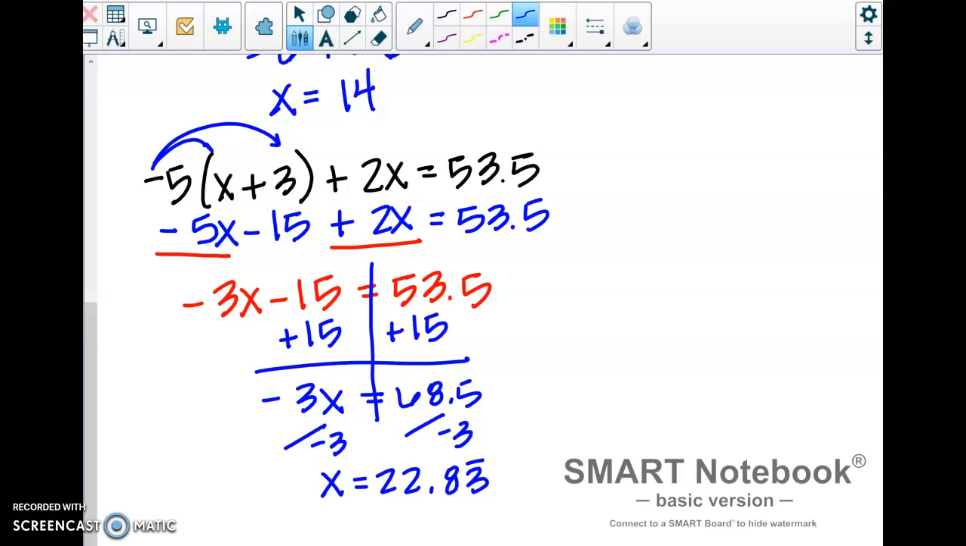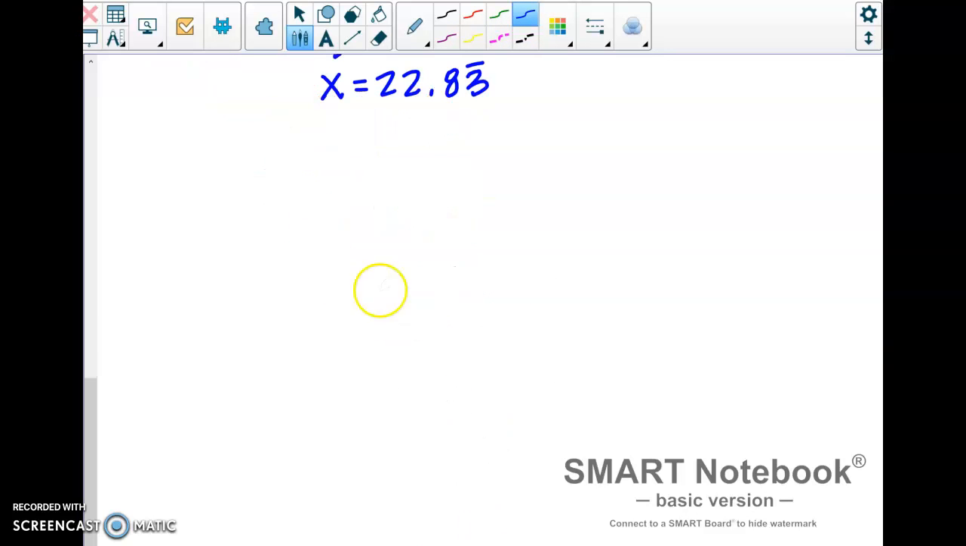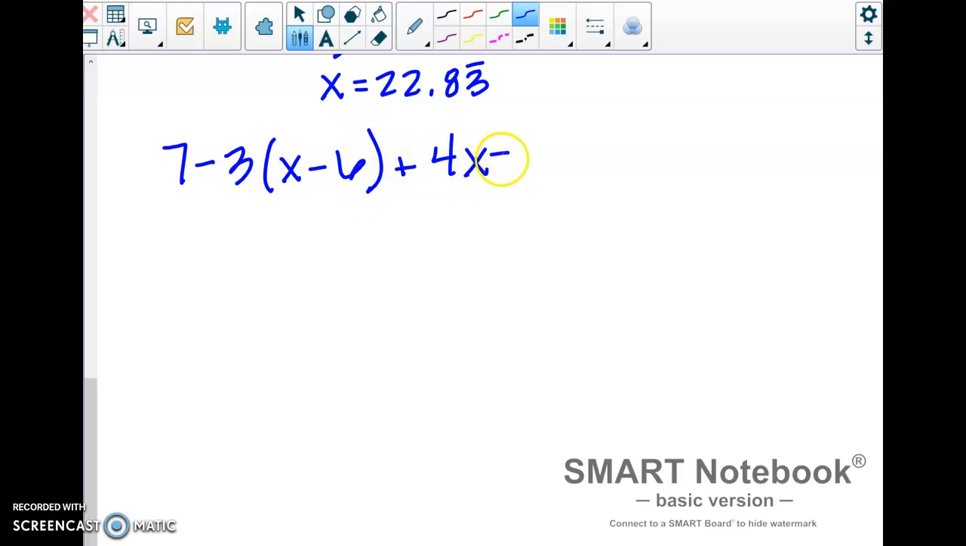Let's have a little bit more combining. So let's do 7 minus 3 parentheses x minus 6 plus 4x equals 33. So pause the video and see if you can distribute, combine like terms, and solve that one on your own.